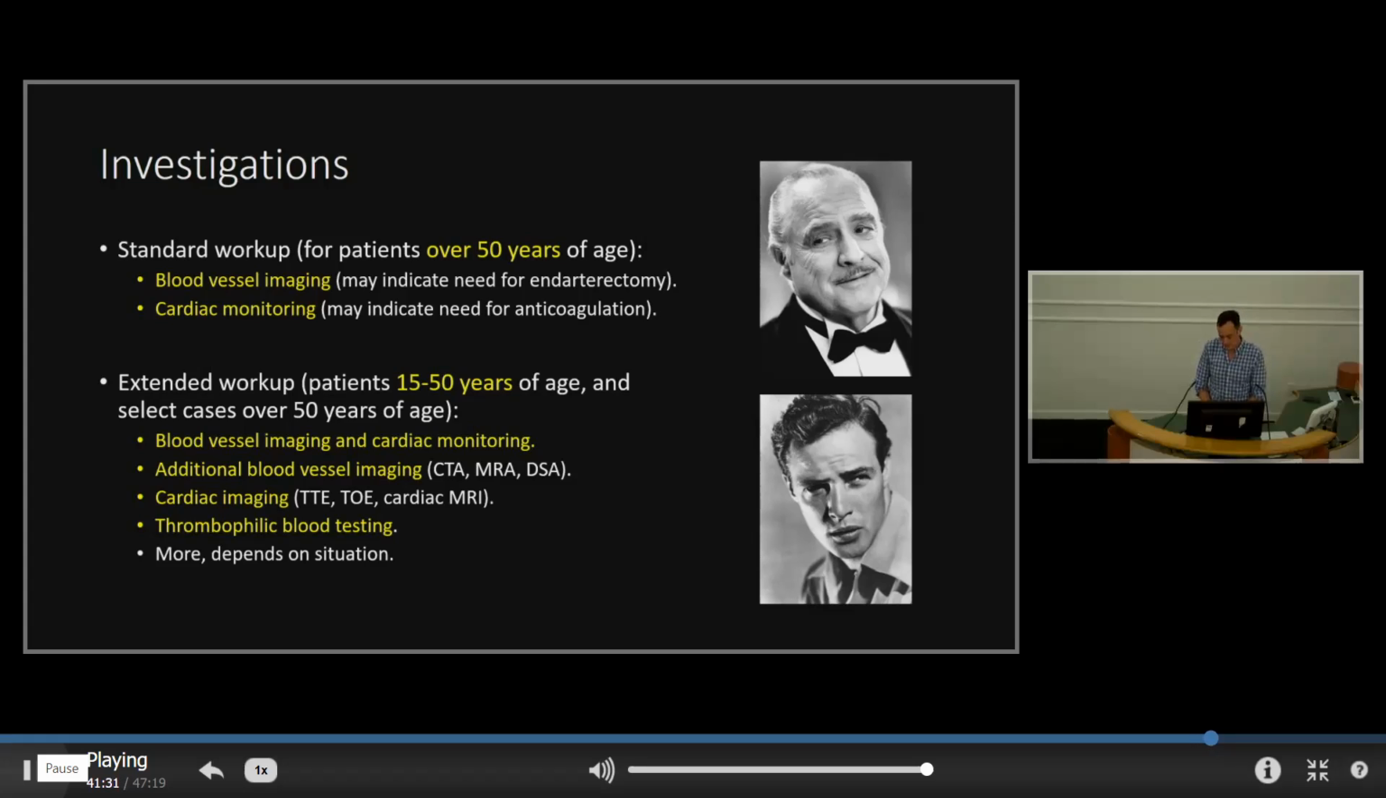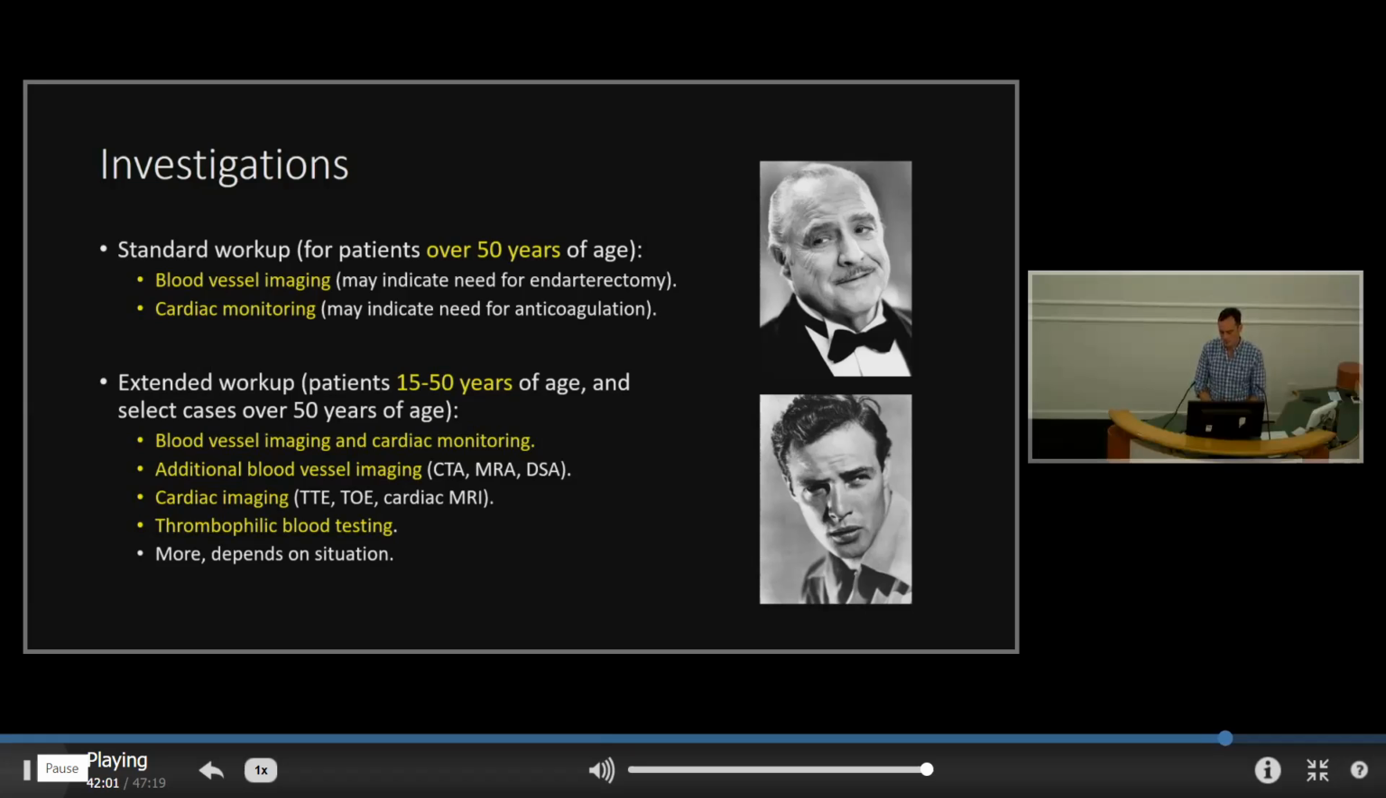Cardiac imaging is often important. So you can do a transthoracic echo, the TTE. If you have a young stroke and you haven't quite got the info you need and you haven't found the source, you probably should order a transesophageal echo, which is a TOE. And up until a couple of weeks ago, I had not seen cardiac MRI at Waikato Hospital, but now I have. So cardiac MRI in extremely rare instances. Thrombophilic blood testing might be indicated, and there are other things you can do. It depends on the situation.